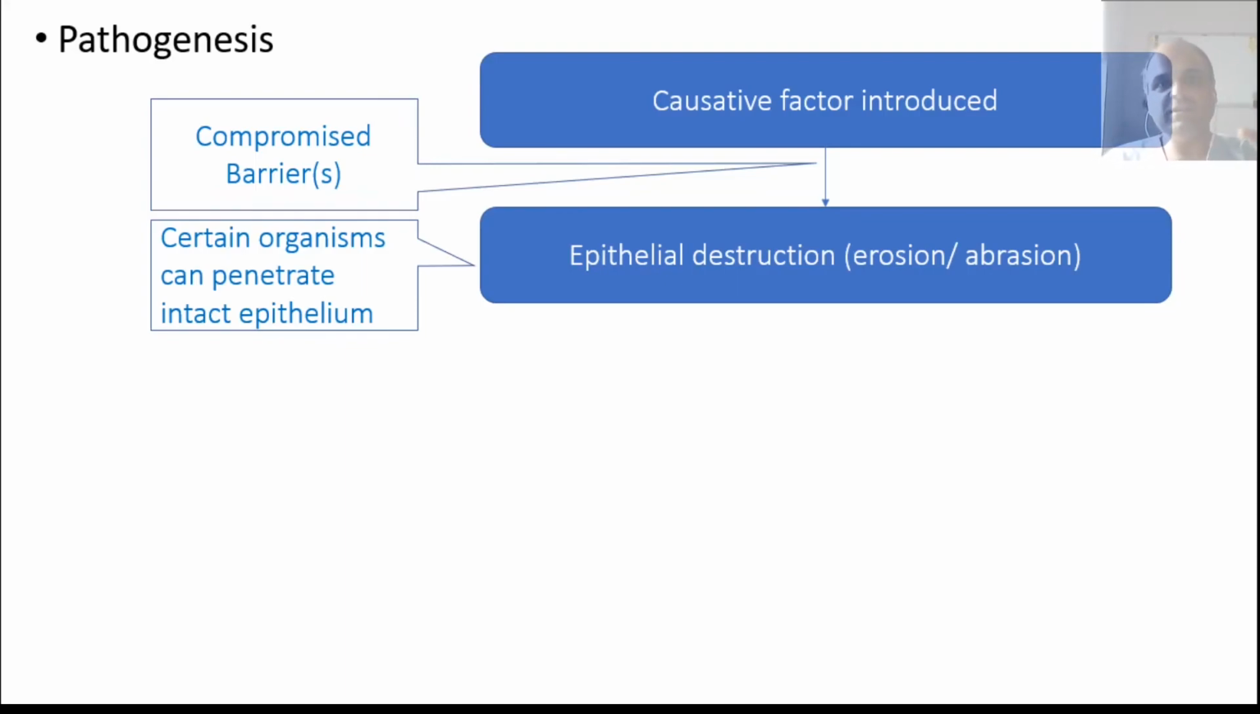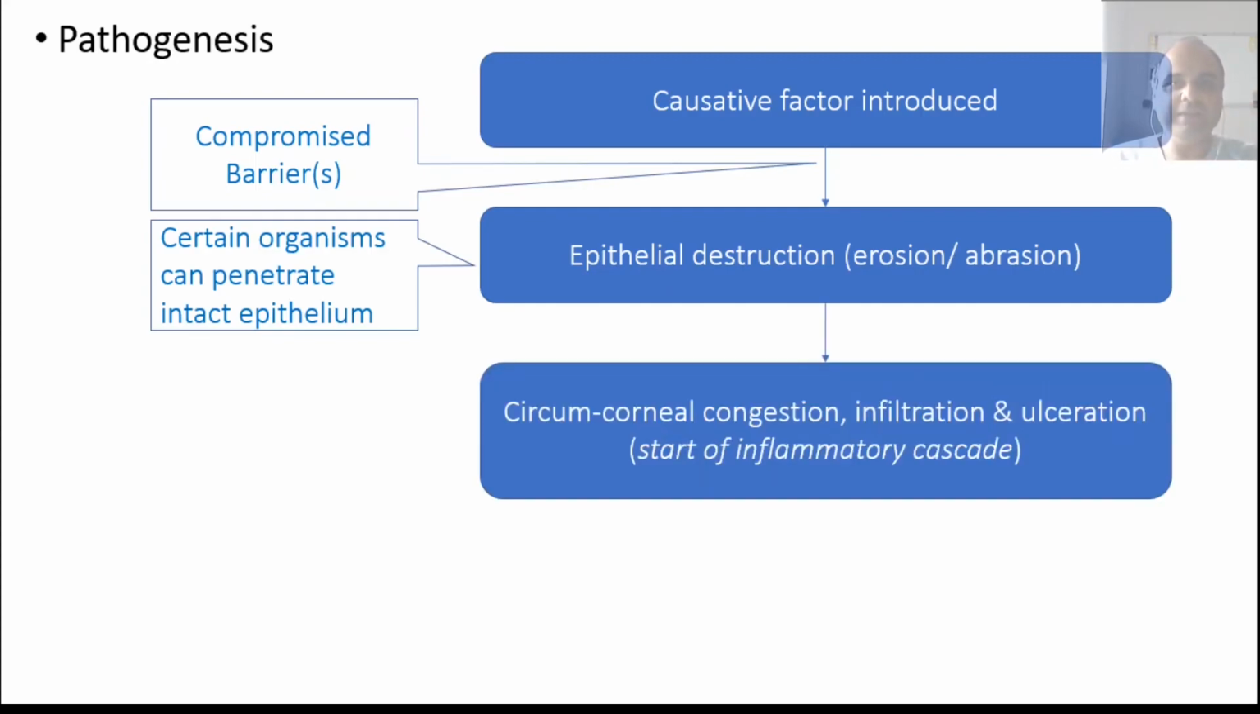So either way, the causative organism has to go through the epithelium, either by destroying it or by directly penetrating it, to start the inflammatory cascade once it reaches the stroma and produces an ulcer. Because remember, ulcer formation is able to incite a very strong inflammatory reaction. And then you have the signs of acute inflammation that we'll see, and we'll figure out how they come about. They include circumcorneal congestion, infiltration, ulceration, abscess formation.